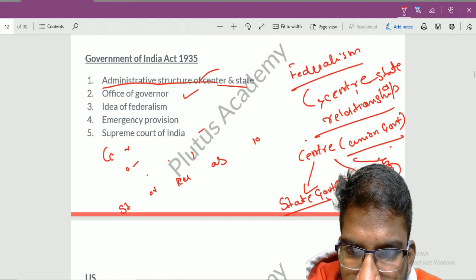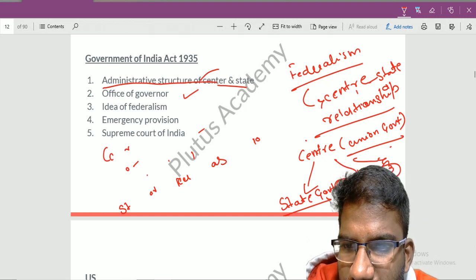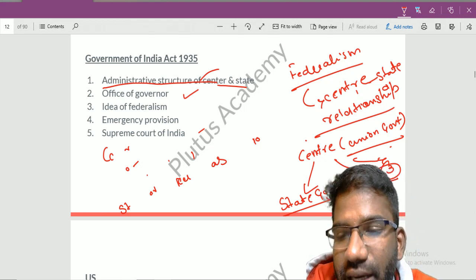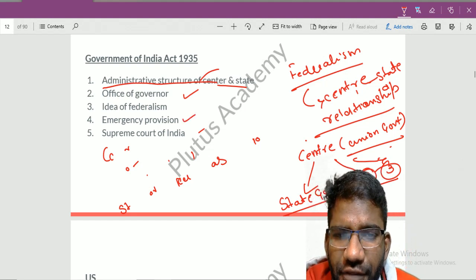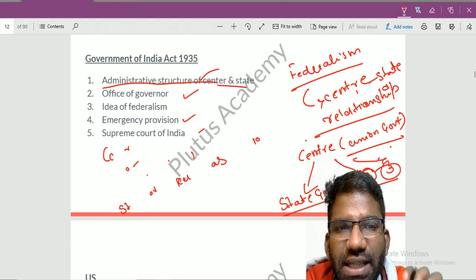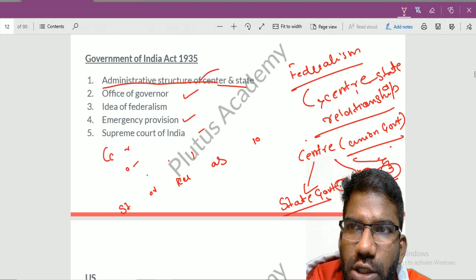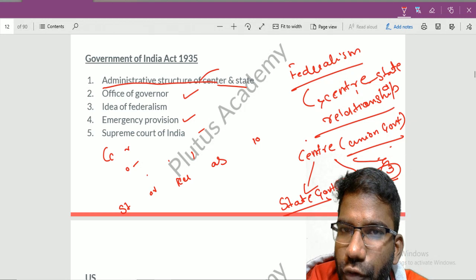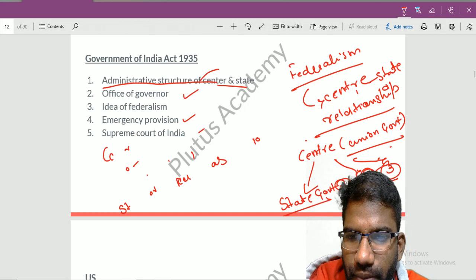This has been taken from the Government of India Act 1935, that India is a true federation. It has been added into the Indian Constitution. Now, emergency provisions: if a particular state does not function in accordance with the Indian Constitution, emergency is implemented there. The emergency provisions were taken from the Government of India Act 1935 and put into the Indian Constitution.